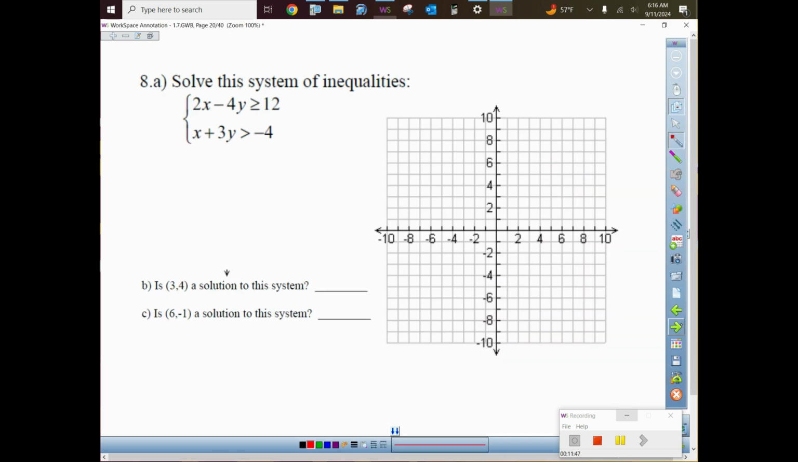Here's a system of them. So what we'll do is we'll graph one line, shade it, graph the other line, shade it, and see where the shades overlap. So I'm going to speed things up here.